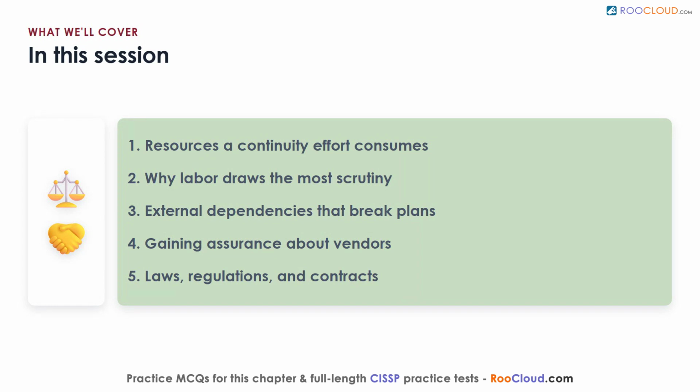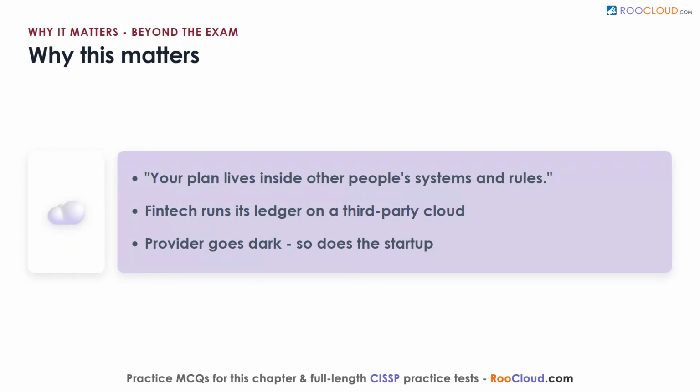We'll answer several questions. What resources does a continuity effort actually consume? Why is labour the cost that leadership scrutinises most? What external dependencies can quietly break your plan? How do you gain assurance about your vendors? And how do laws, regulations, and contracts shape your obligations? Why does this matter beyond the exam?